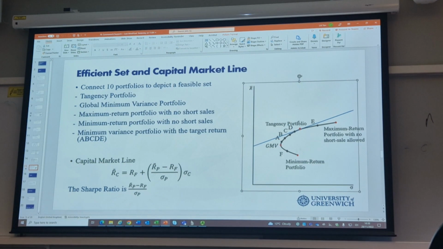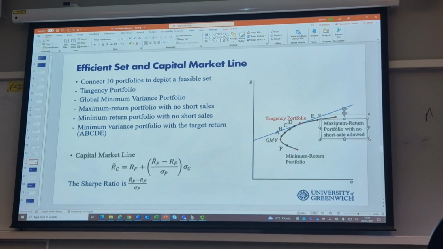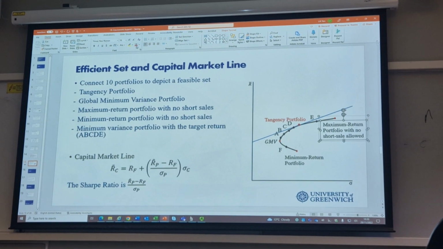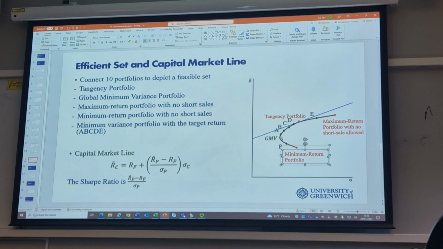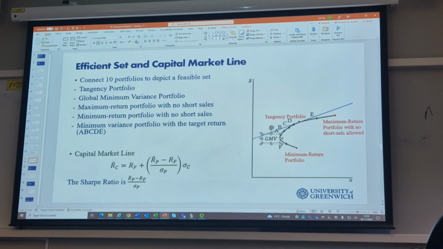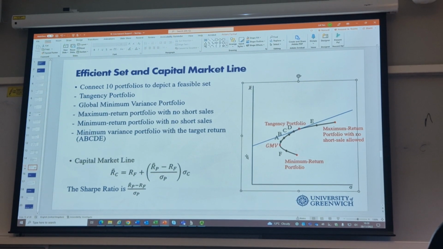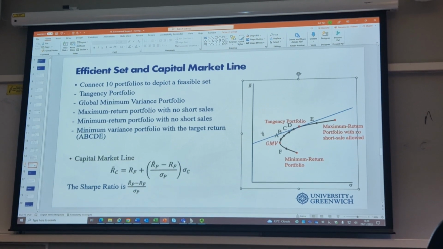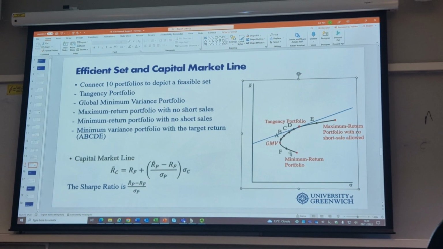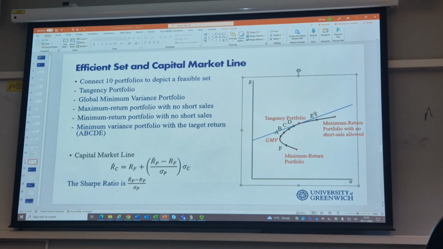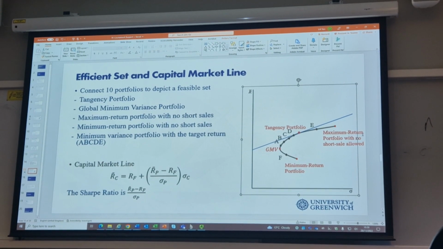And then the second one is the portfolio that generates the highest return. And then the one that generates the lowest return. And then the global minimum variance portfolio, which has the lowest standard deviation. So these are the 4 portfolios that we are pretty clear on. And then we construct 5 other portfolios in between any 2 of these 4 portfolios.